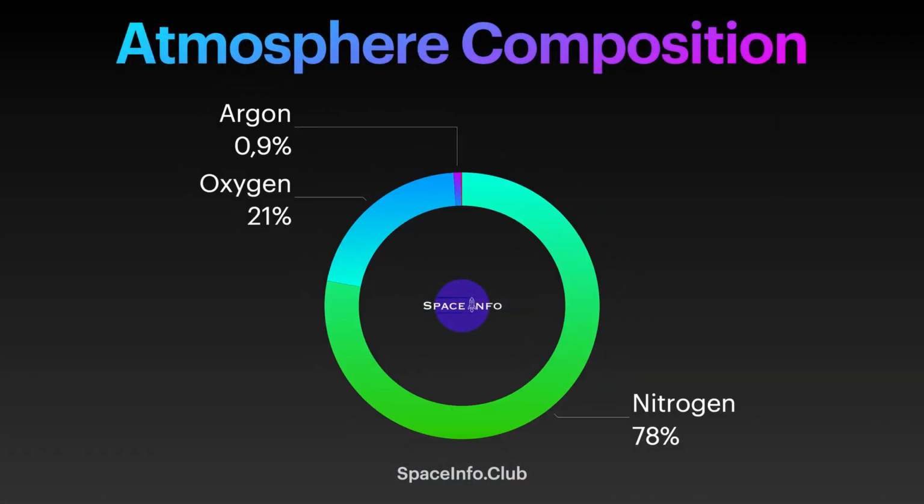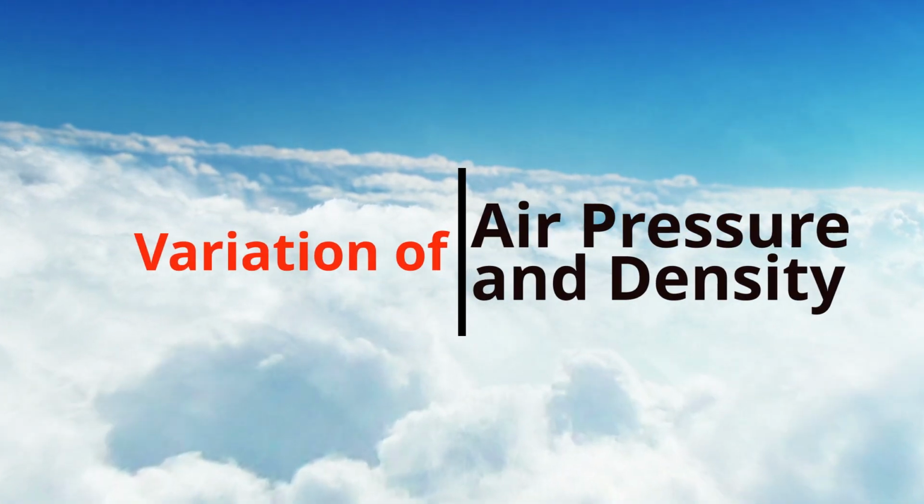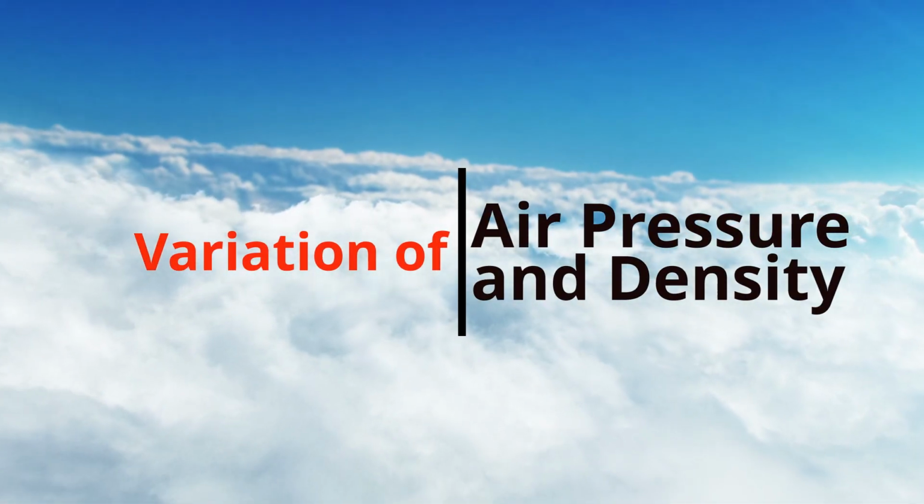In particular, 78% is nitrogen, 21% oxygen, 0.9% argon, and 0.1% other gases. Trace amounts of carbon dioxide, methane, water vapor, and neon are some of the other gases that make up the remaining 0.1%. In general, air pressure and density decrease with altitude in the atmosphere.